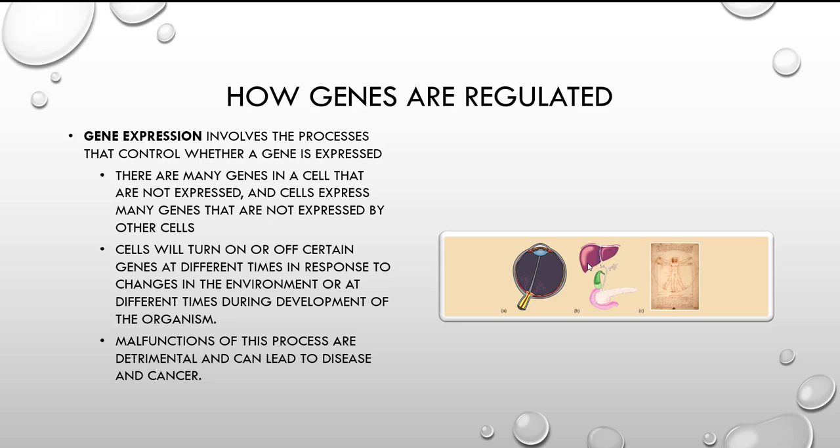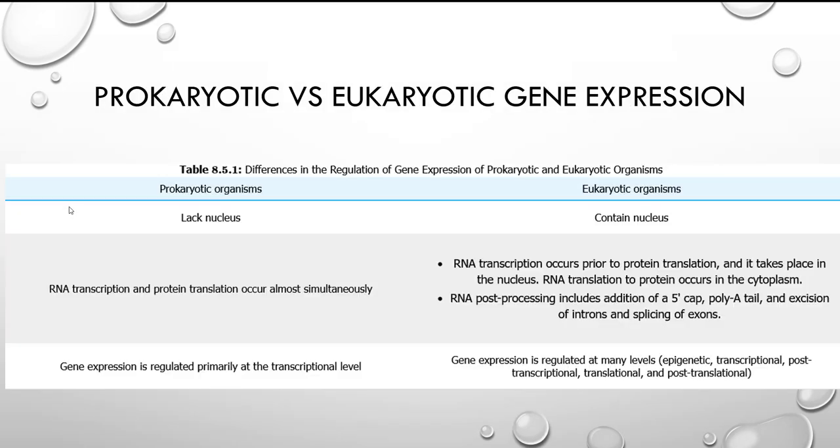It's a very complicated process, and you can see that just a small error or malfunction in this process can be detrimental, and it could possibly lead to a disease and maybe even cancer. With gene expression, we could end up having a gene express when it's not supposed to, and that could lead to cancer. So we're going to talk about the factors involved with gene expression in both prokaryotes and eukaryotes. Let's start by looking at a comparison between prokaryotes and eukaryotes.